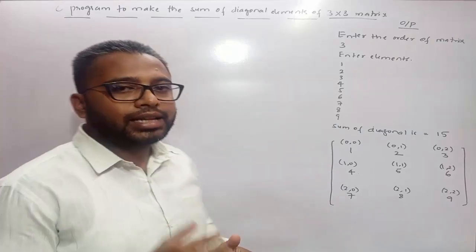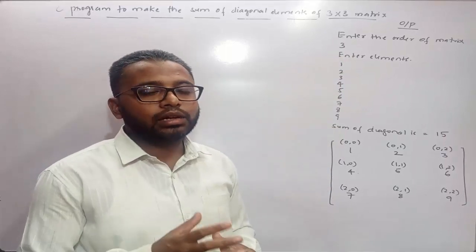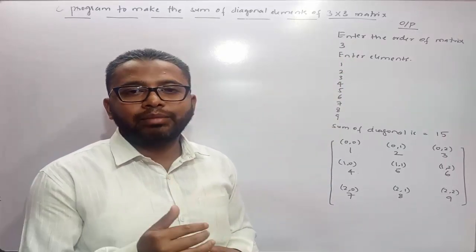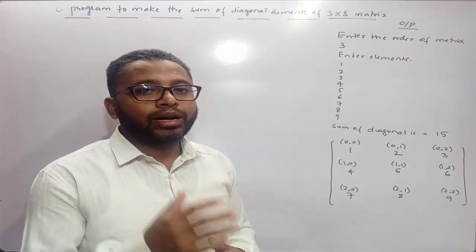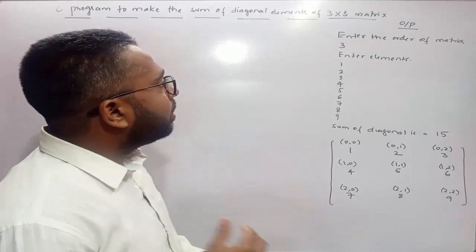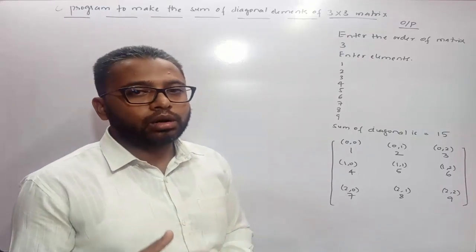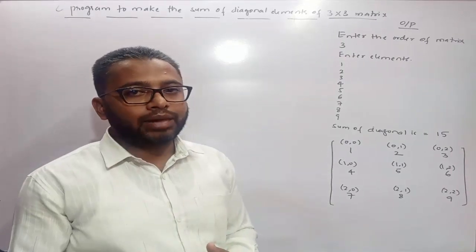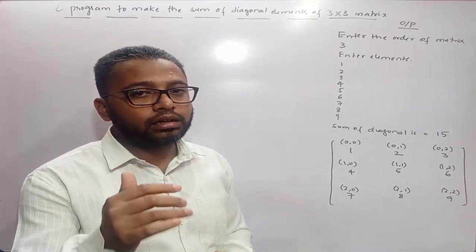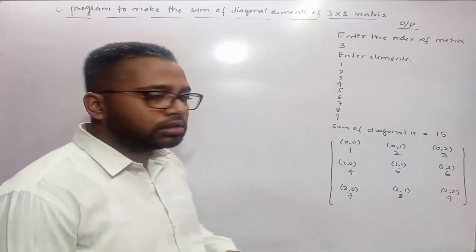When this program gets executed, it will ask the user to enter the order of the matrix. That means how many rows you want in that matrix and how many columns you want in the matrix. That detail you need to provide to the program. So I have entered 3. That means I want a matrix with 3 rows and 3 columns. Then it will ask you to enter the elements of that 3 cross 3 matrix. That means you need to enter the 9 elements. So one by one I have entered 9 numbers.